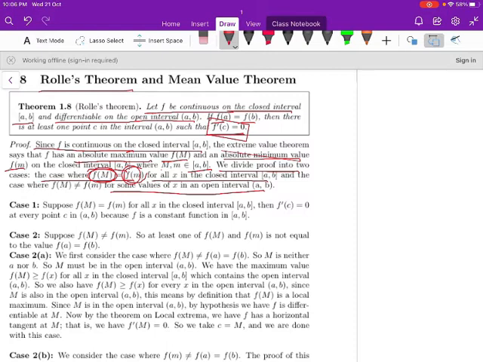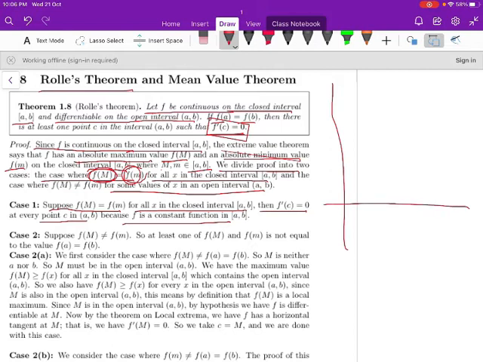Let us take the first case. Suppose f(M) is equal to f(m) for all x in the closed interval [a, b], then f'(c) is 0 at every point c in the open interval (a, b), because f is a constant function. Let us take a constant function here. A constant function is a line, so the derivative must always be 0.